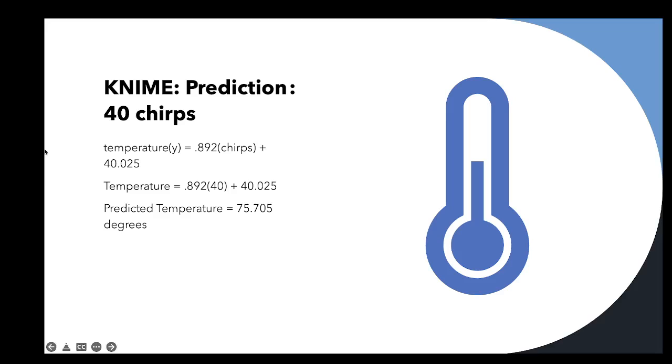So we have our deliverable, y equals mx plus b. Let's see what happens if we say, I just recorded 40 chirps. What should the temperature be based off of that? If you plug in basic algebra here, 40 into the chirps value, and solve for temperature, the predicted temperature would be 75.705 degrees Fahrenheit.